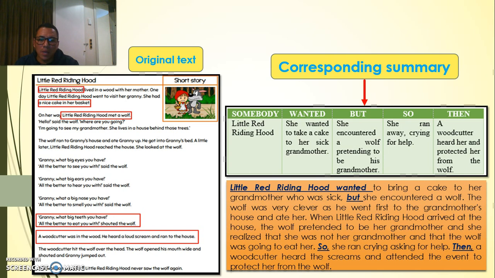So you will see my blue words. The idea is that you connect with my summary. So remember that I put a picture about a short history, so you can compare it with my corresponding summary. Okay, it's very easy to understand.